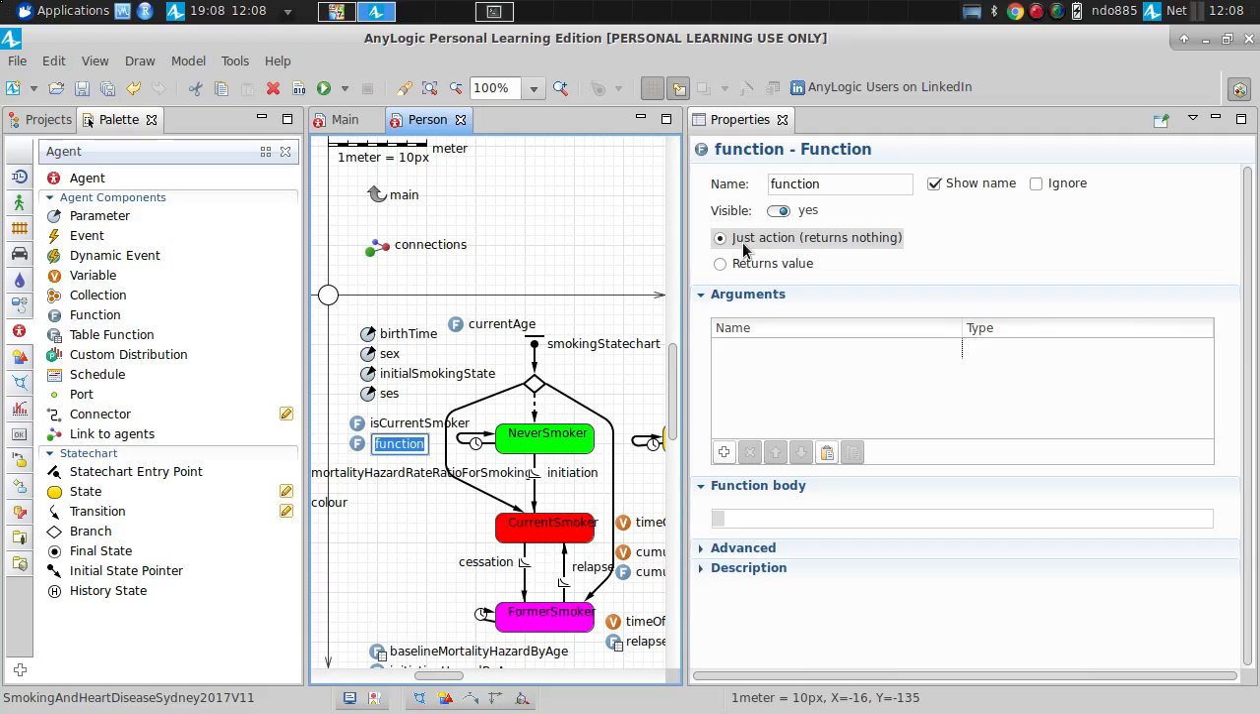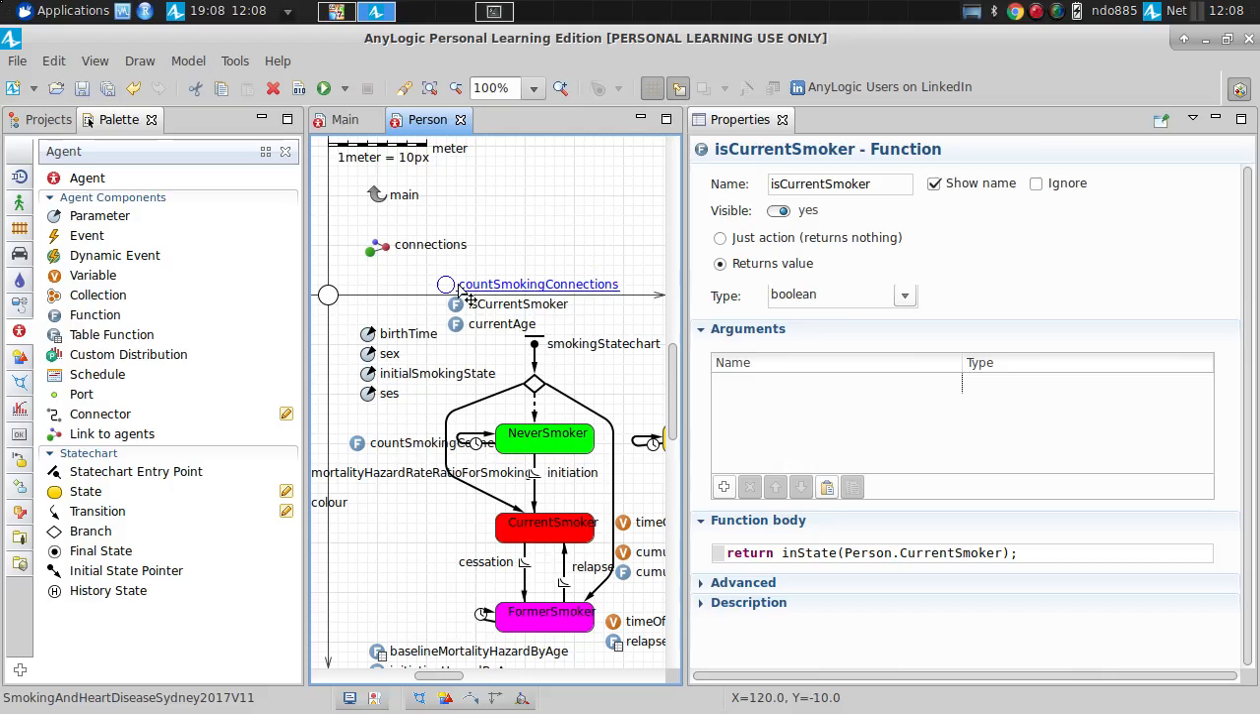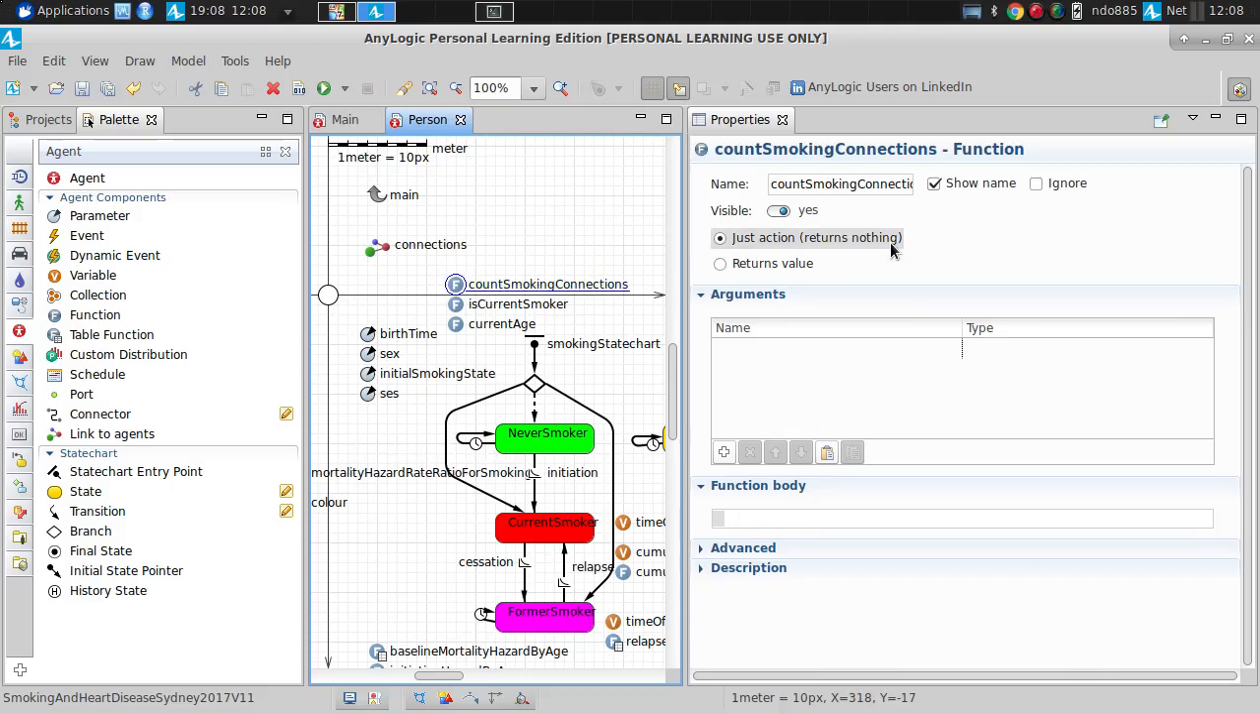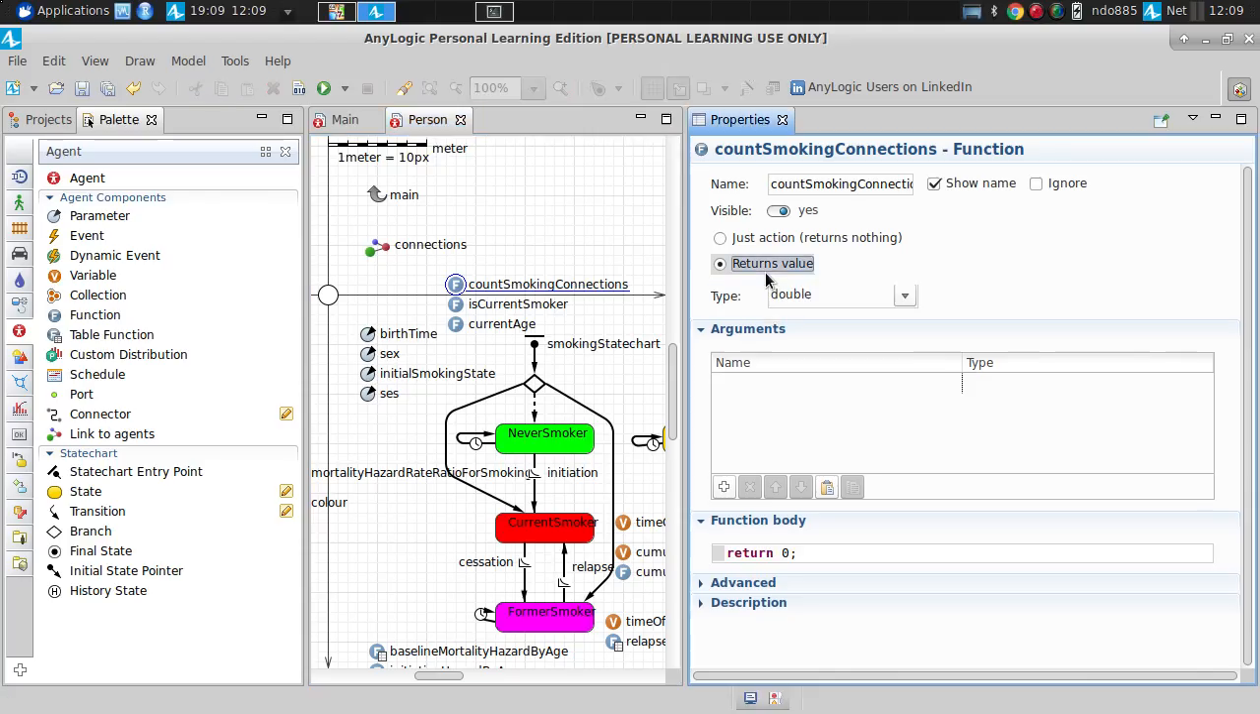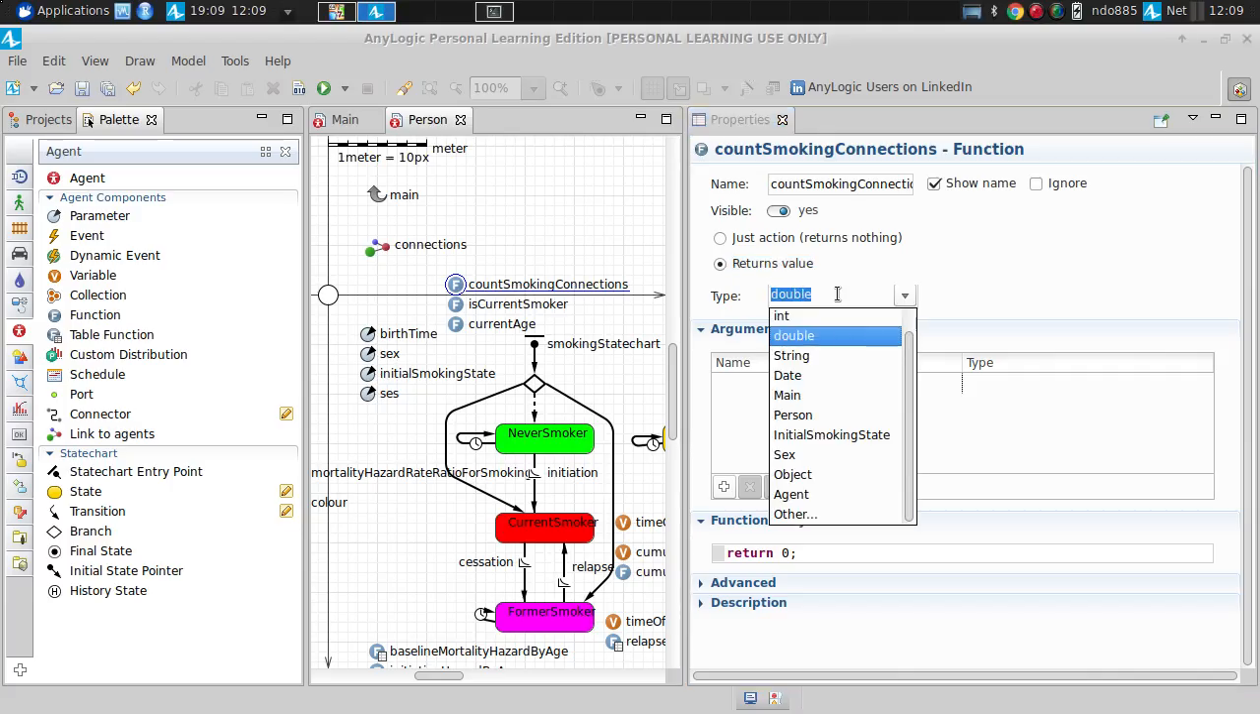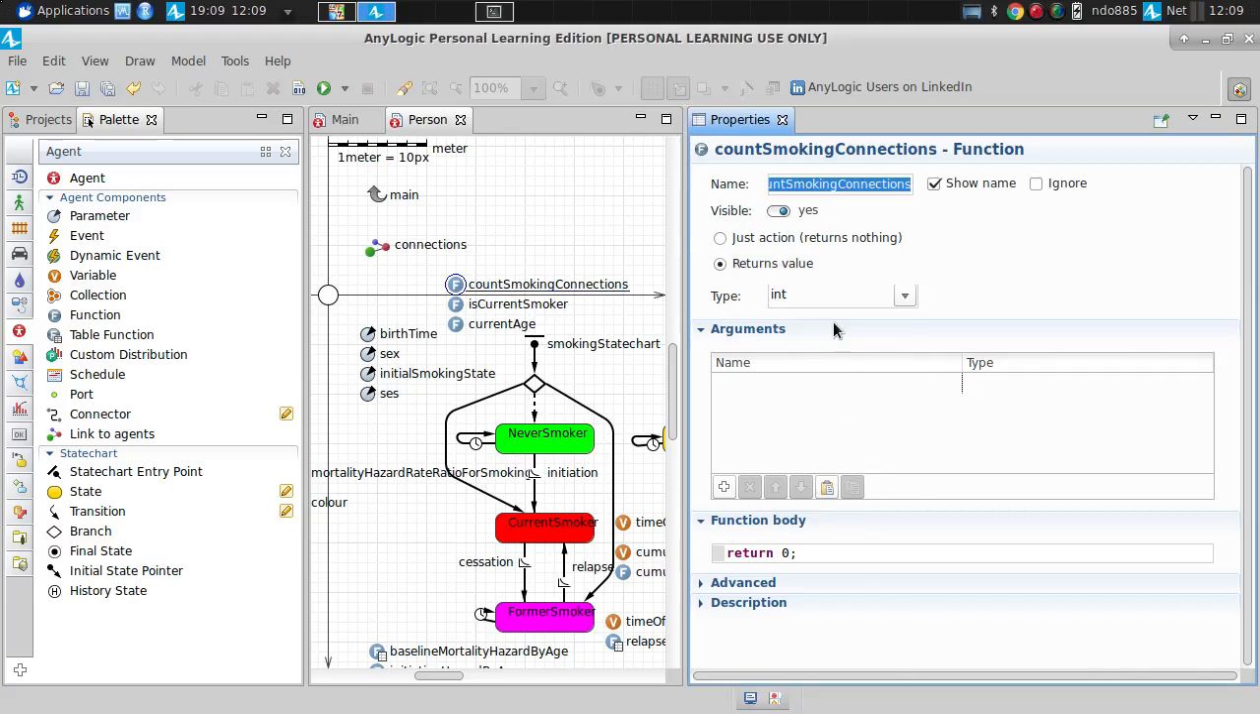So this one is going to be count smoking connections. Now this is getting a little bit crowded, so I'm going to lift these up over here just so we have a little bit more room. Count smoking connections. What sort of thing do you think this is going to return? It has to return a value. What sort of thing if it's a count? An integer indeed. An integer, ladies and gentlemen.